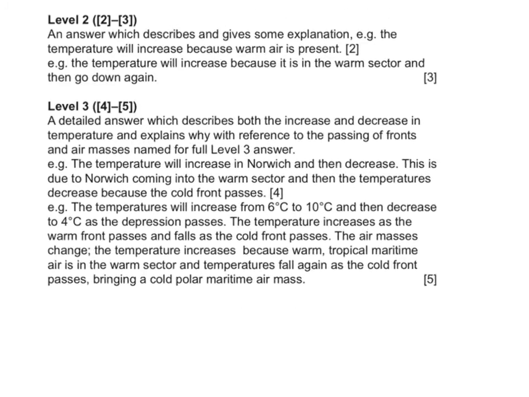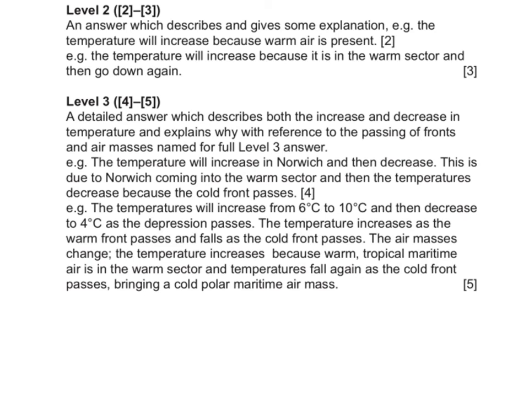Okay, here's your mark scheme. Two aspects to the question. The examiners are looking for a detailed answer which describes both the increase and decrease in temperature and explains why with reference to the passing of fronts and air masses. So this is what they're looking for, 5 out of 5. The temperature will increase from 6 to 10 and then decrease back down to 4 degrees C. So that's your describe. The explain starts here. The temperature increases as the warm front passes and falls as the cold front passes. The air masses change. The temperature increases because warm tropical maritime air mass is in the warm sector, and as the cold front passes, we're back into the cold polar maritime air mass.